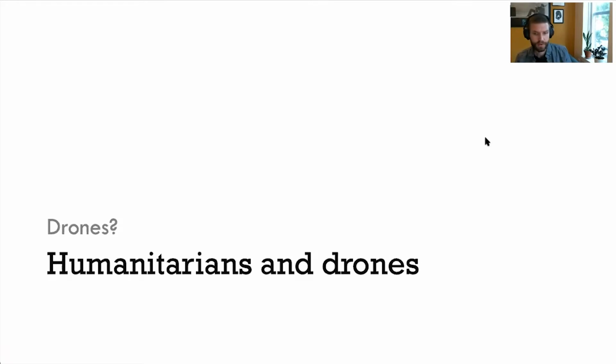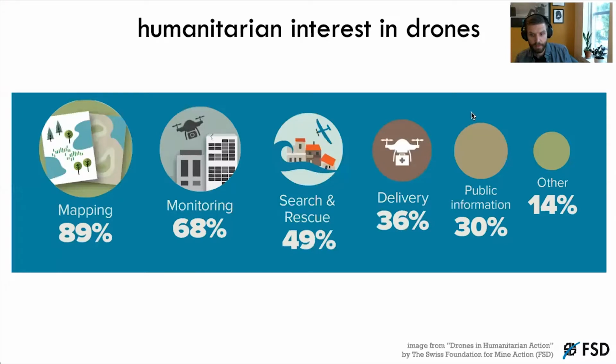Humanitarians have found interest in using drones. A couple of years ago, there was a study where they surveyed a bunch of different humanitarians and asked what they're interested in using drones for. Mapping, which we're discussing today, came out as the highest level of interest, but also monitoring, search and rescue, delivery, delivering public information, and then a few other less well-known options.